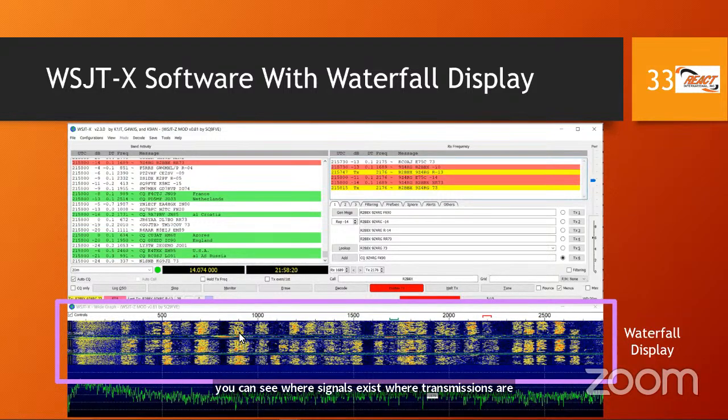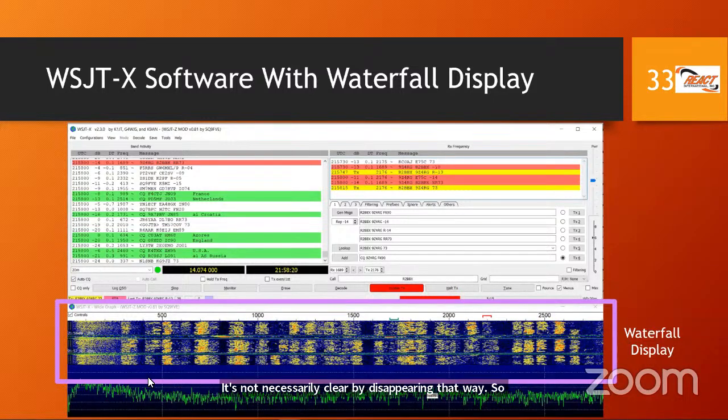And you can see where signals exist, where transmissions are occurring. And you can also select to say, what I want to transmit in this part of the band, because there's a signal here and that's where I choose. Or maybe this part of the band is clear, so I want to put my signal on transmit here, which appears to be clear, right? It's not necessarily clear, but it's appearing that way.